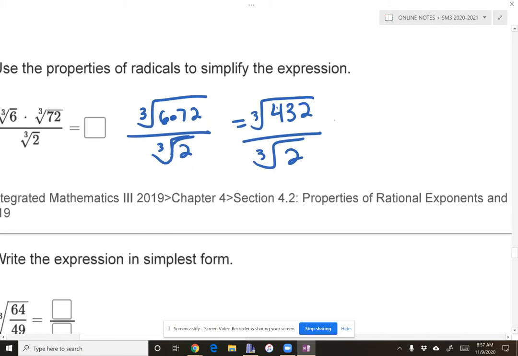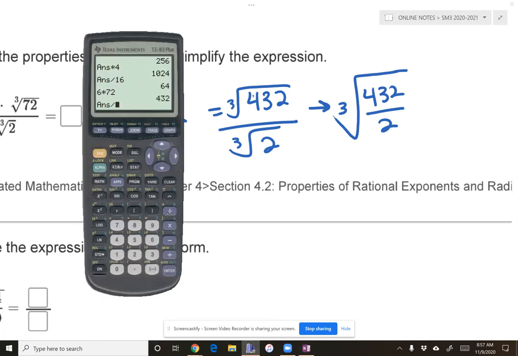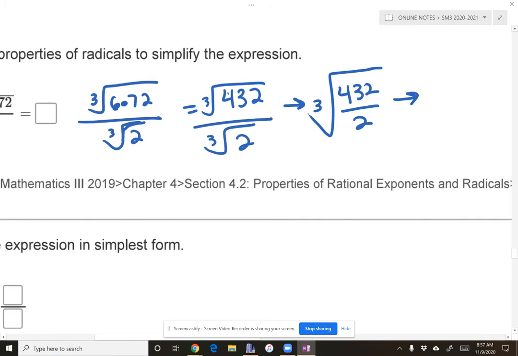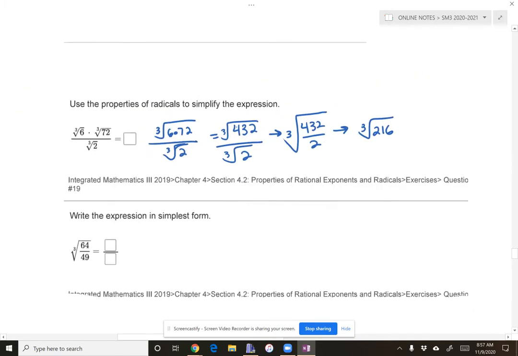And like before, I can write it as one root. And I know it's not going to give me a decimal because they're both even. So I get 432, and I'm going to divide that by 2, and I get 216. So now I need to find out what the cube root of 216 is.